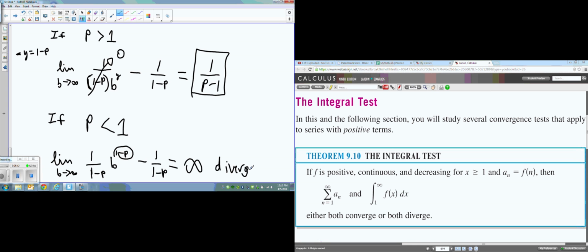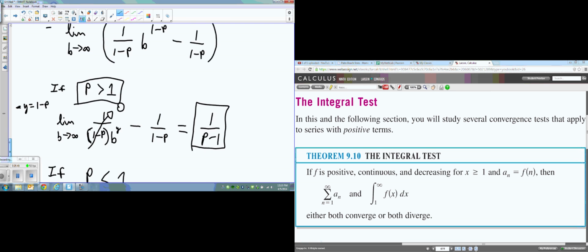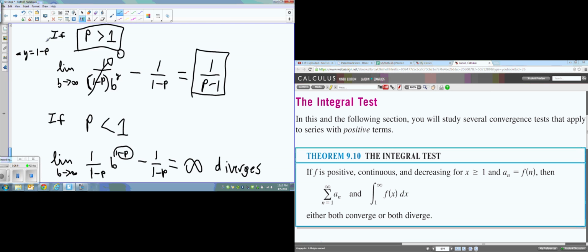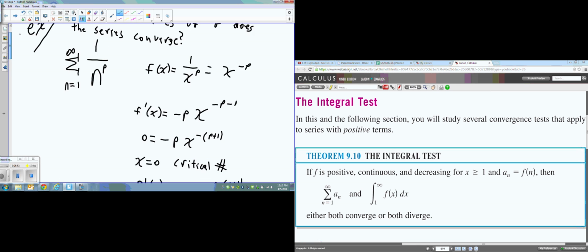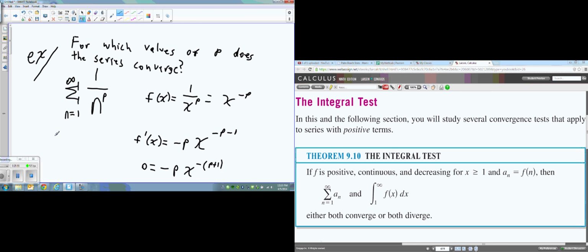So the only case where this thing converges is where p is greater than 1. The only case where this series converges is where p is greater than 1. So if you see a series like this, it's actually called a p series. And a p series only converges when p is greater than 1. And that is actually theorem 9.11. Let's take a look at theorem 9.11 over here.